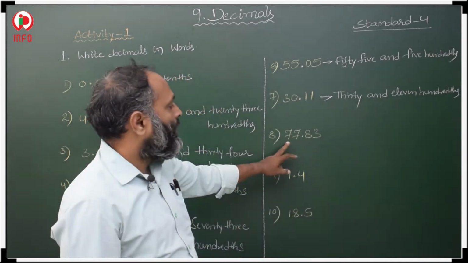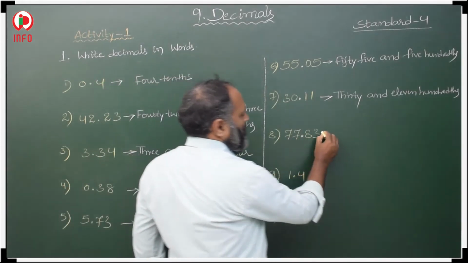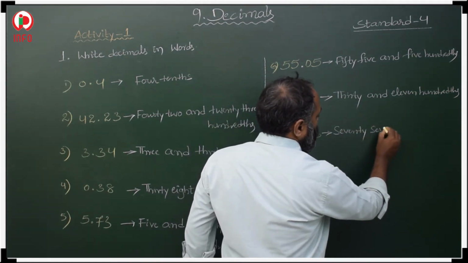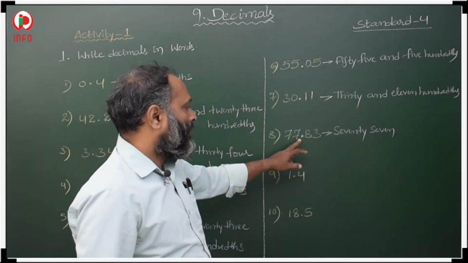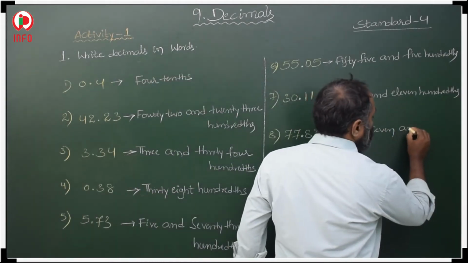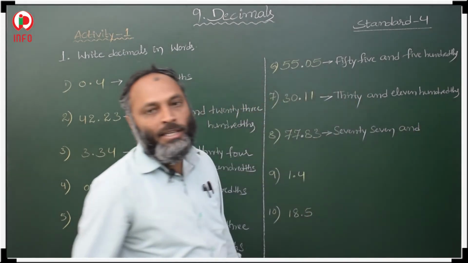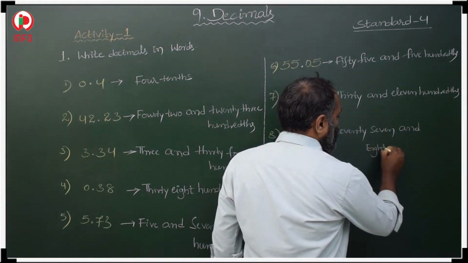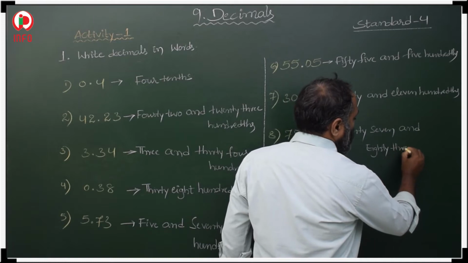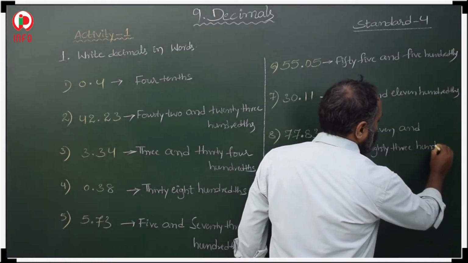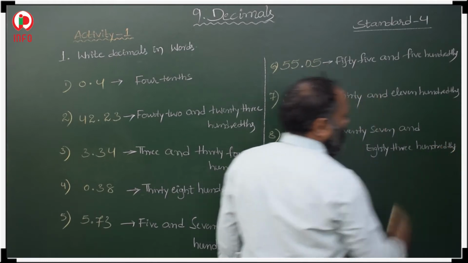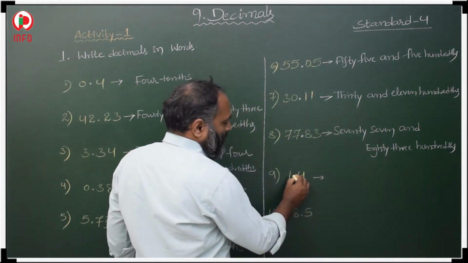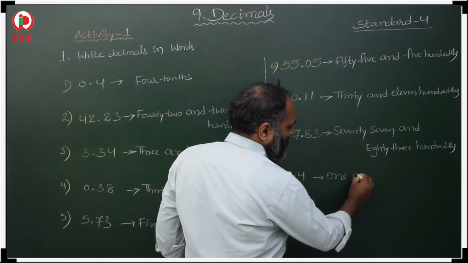Next, here before the decimal is 77, and 83 hundredths. Now here, before the decimal, 1 is there. So we have to take 1. After that, the decimal means "and".